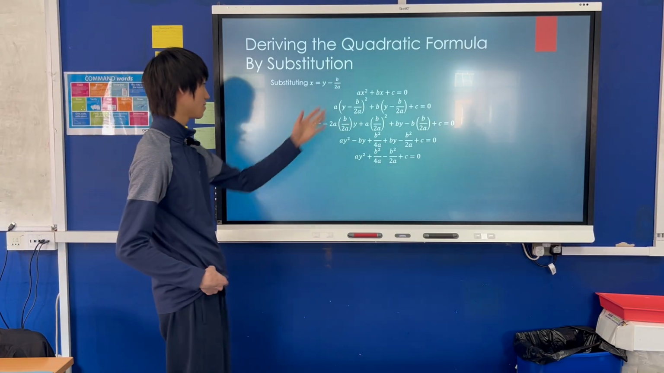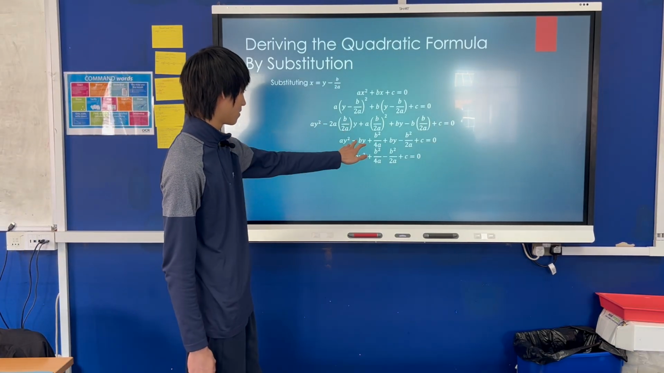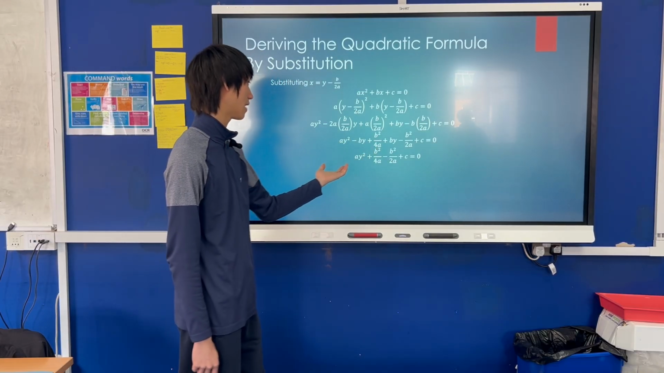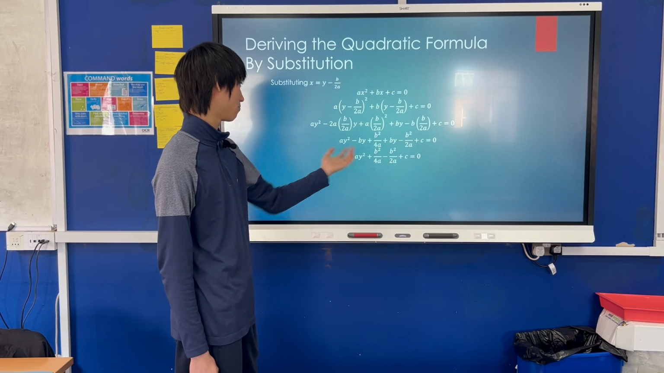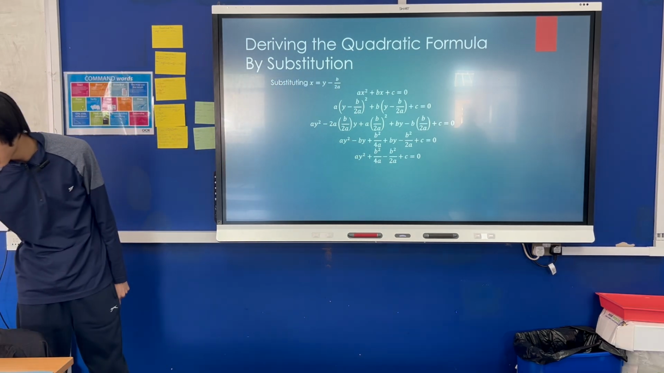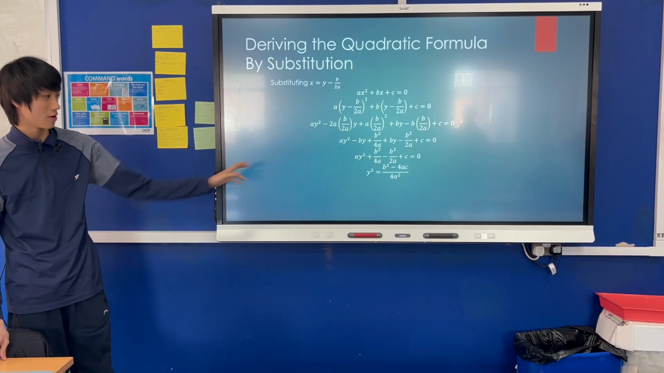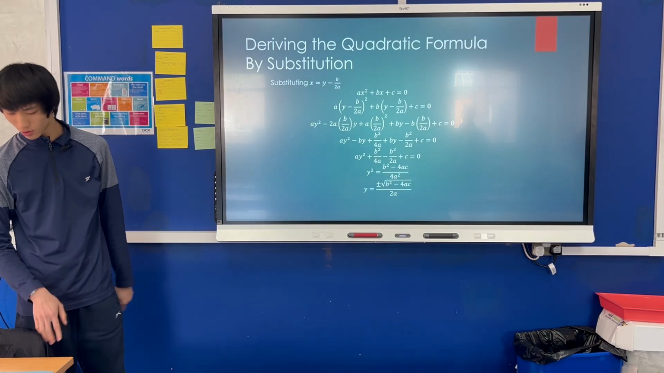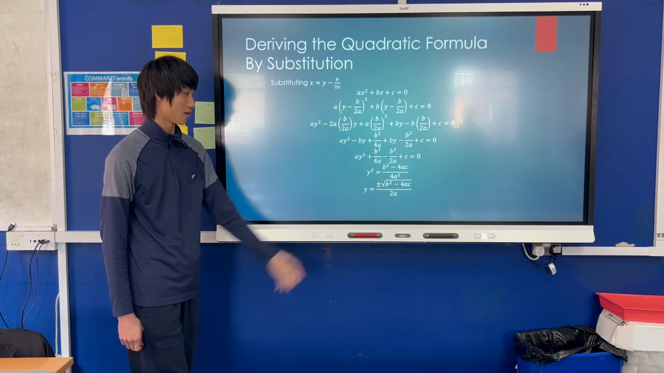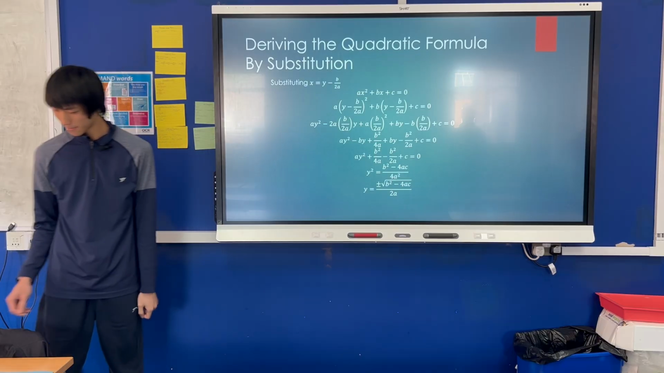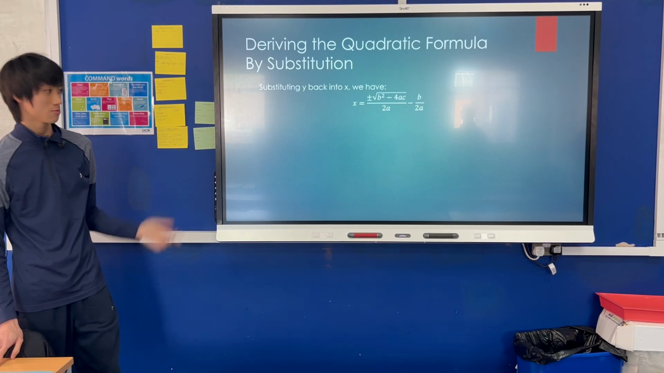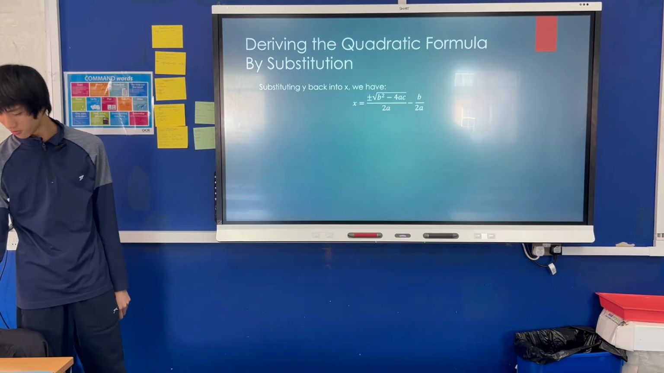After some expansion, we can see that the negative by and the by cancel out. That's what we want. We are left with ay squared plus b squared over 4a minus b squared over 2a plus c equals 0. If we rearrange everything to the other side, put y on one side, and take the square root, we can see that it's very similar to our quadratic formula. And then we just realize that x equals y minus b over 2a, so substituting back in, we have our quadratic formula.